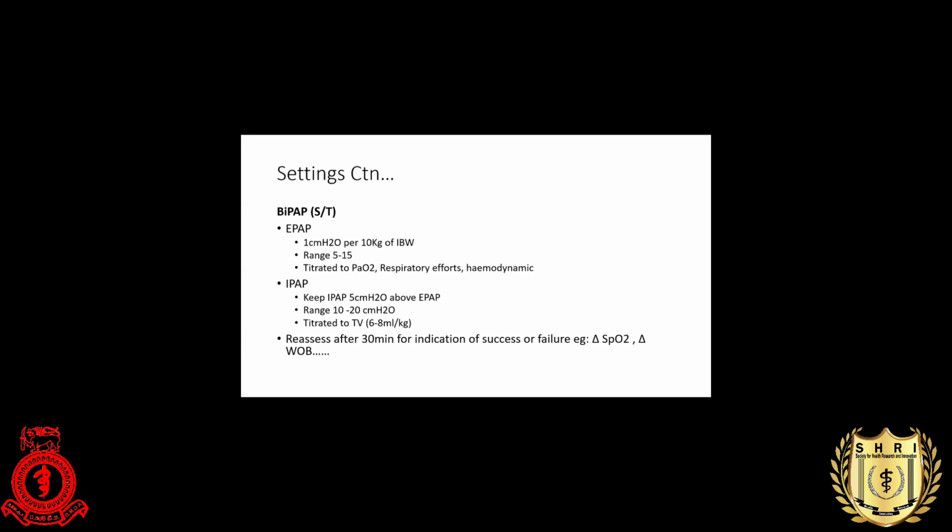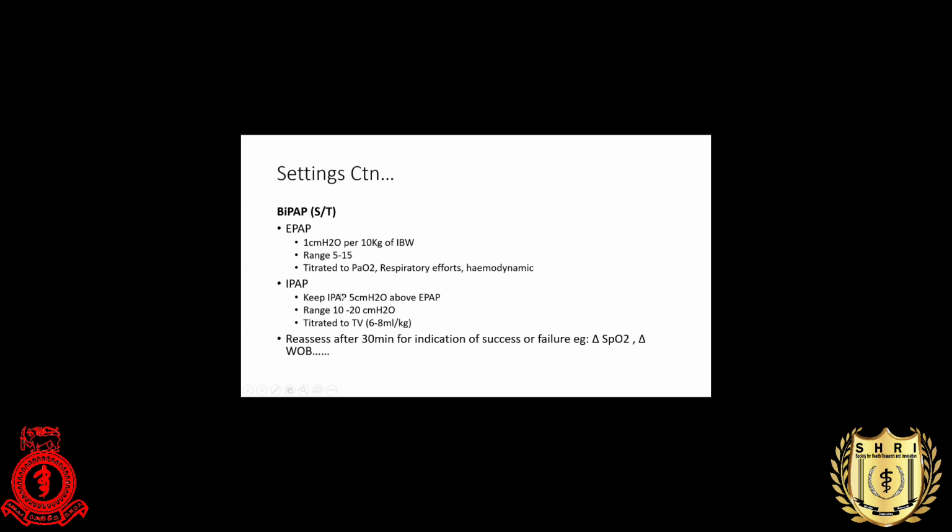This is BPAP, also called ST mode, and this is what I mentioned earlier. You start with an EPAP of 5 and can go up to 15. And IPAP, you can start from 10 and go up to 20. In COVID patients, you may have to use 17 over 12 to get a good outcome.